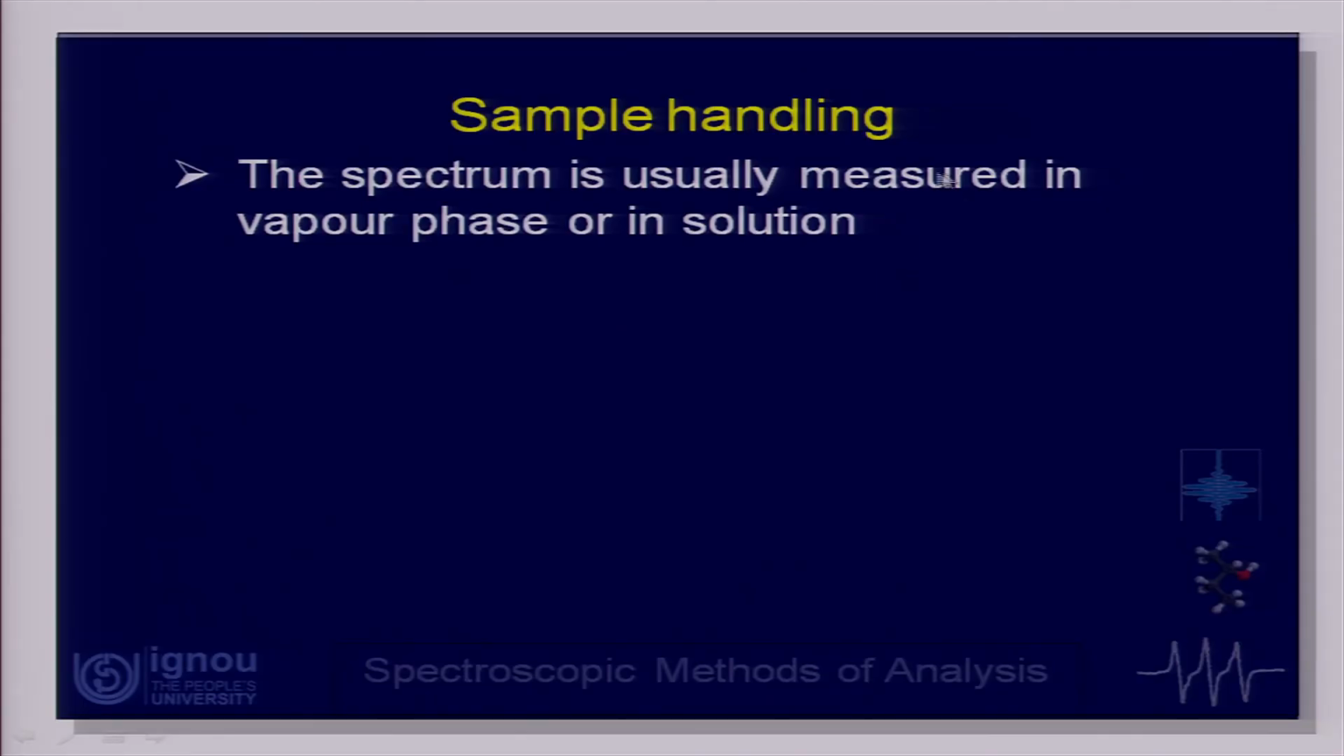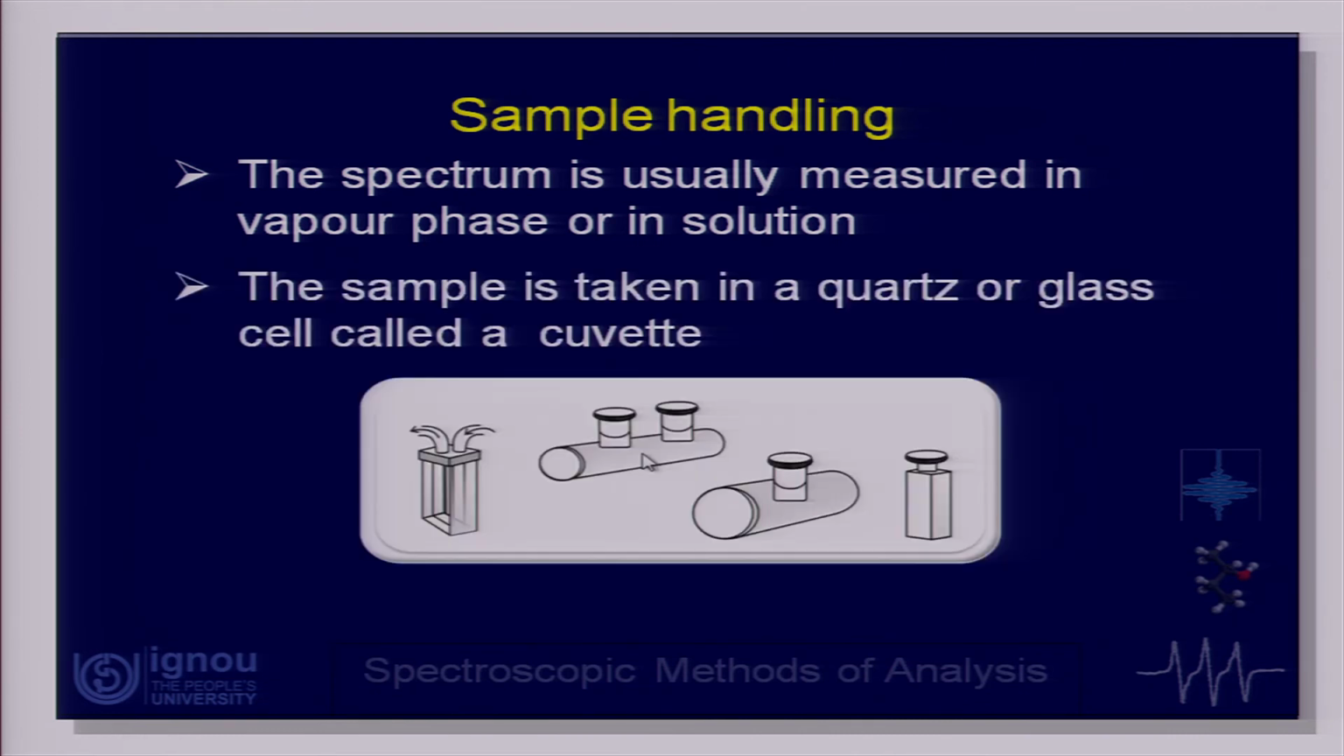This is a very crucial thing, because when I am going to make a measurement, as I said earlier, we have a radiation, and after suitable selection it has to fall onto the sample. So, we need to have some device to hold the sample there. Typically for UV visible spectrometry, the sample is usually measured in vapor phase or in solution, very often in solution, but sometimes we even use vapor phase. So, the sample, whether a solution or a neat liquid or vapors, is taken into some kind of a container.